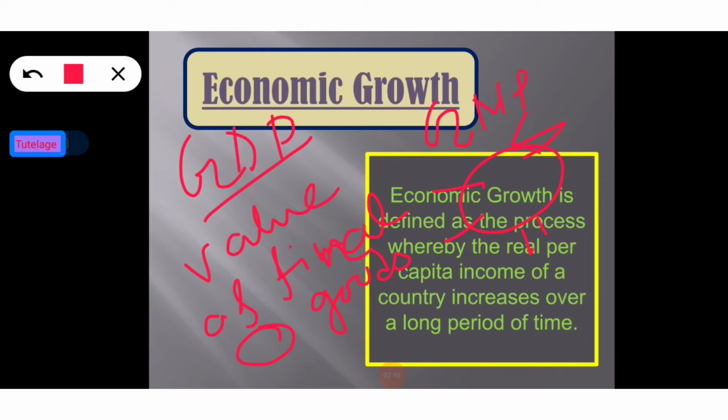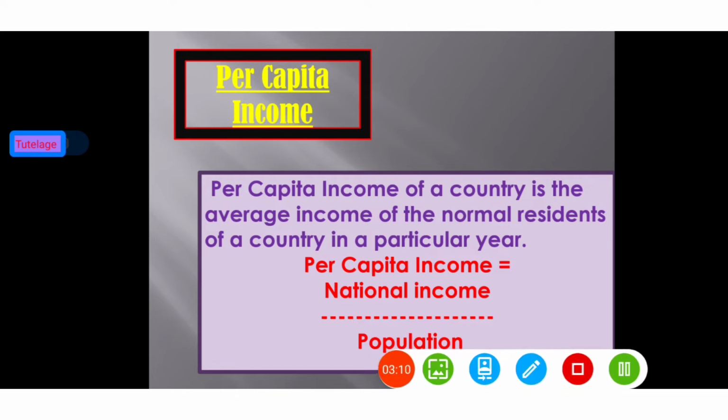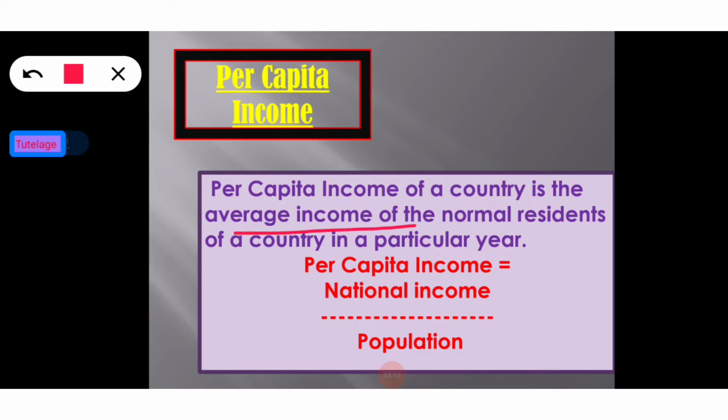So national income may be expressed in terms of GDP and GNP. However, of the two aggregates, GNP is more relevant from the viewpoint of economic growth. Now going to the second concept, that is per capita income. Per capita income is basically the average income of the normal residents of a country in a particular year. So it is the income per head of the population.